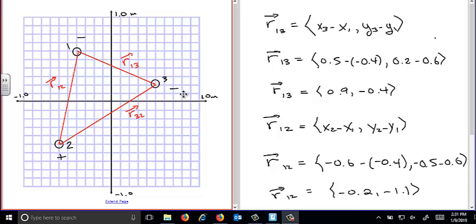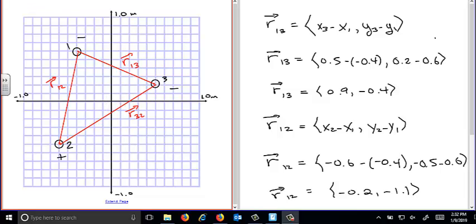But let's just explain the problem. We've got three charges, charge 1, charge 2, charge 3, located at these points in this grid. The unit is 1 meter from the origin to here, so each one of these grid marks is 0.1 meters. For example, the position of charge 3 is 0.5 plus 0.2, so x is plus 0.5, y is plus 0.2. And this one is negative 0.4, positive 0.6.